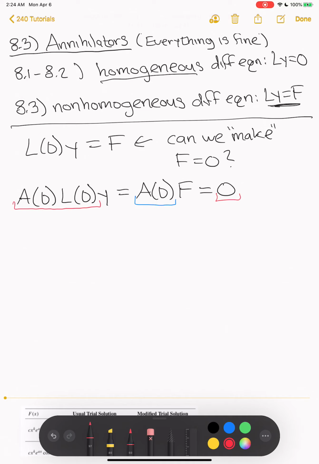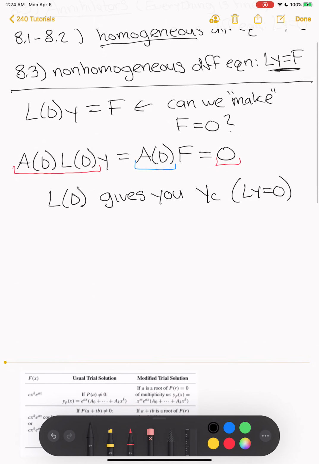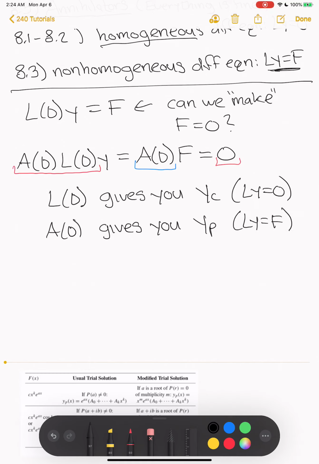And so what we can say then is that if we were to just take this apart, if we solve L of D, it would give you the complementary function. So we saw that that was the functions that solves Ly gives me 0, okay? And then we also can say that this A of D term will give you your particular solution, okay? And that's the one where Ly is equal to f. Okay, so this is where the stuff that we're about to do is coming from. I wanted to give at least a little bit of motivation behind this.